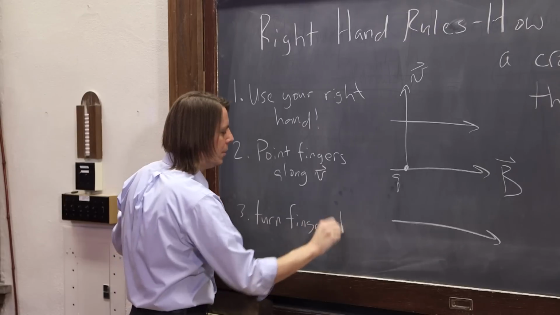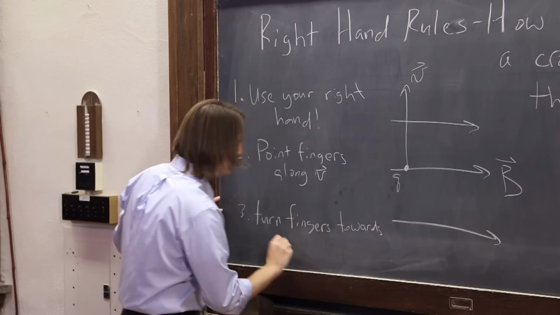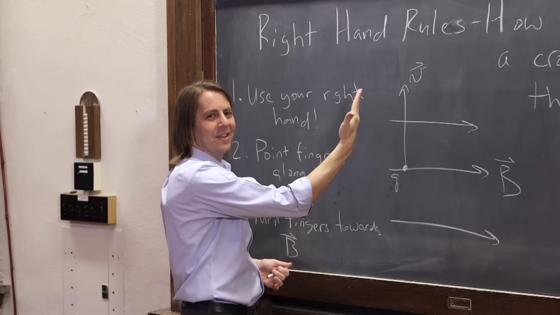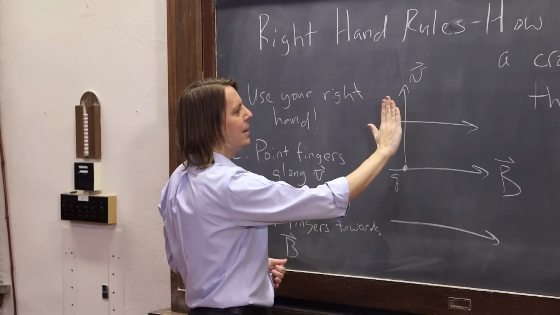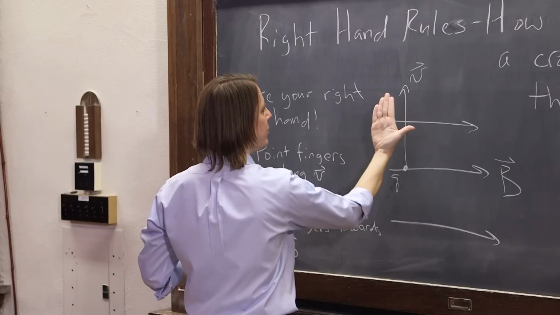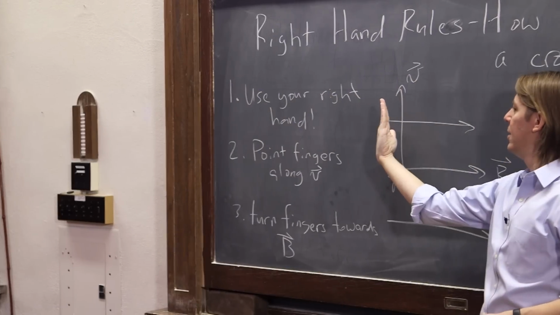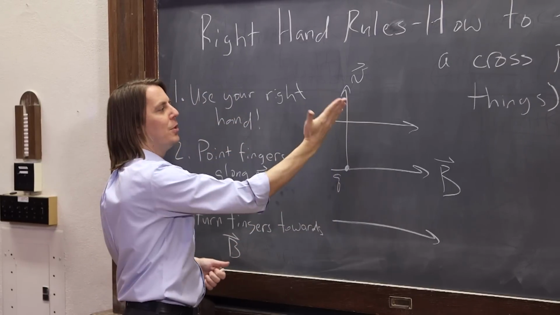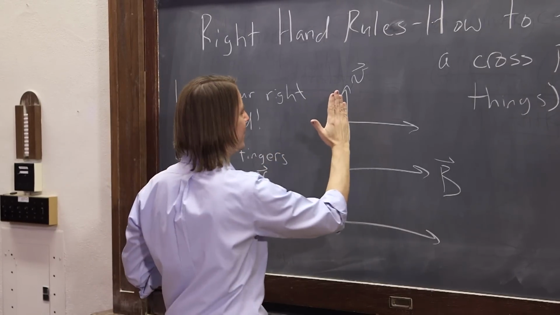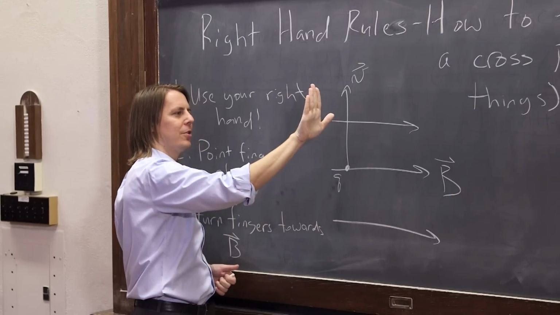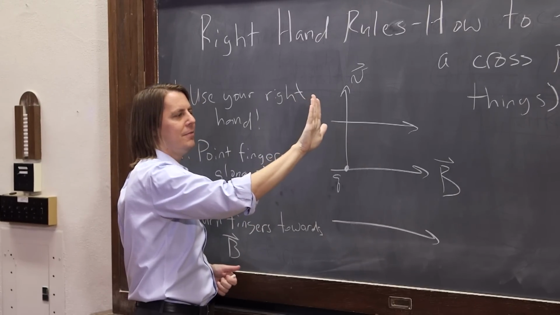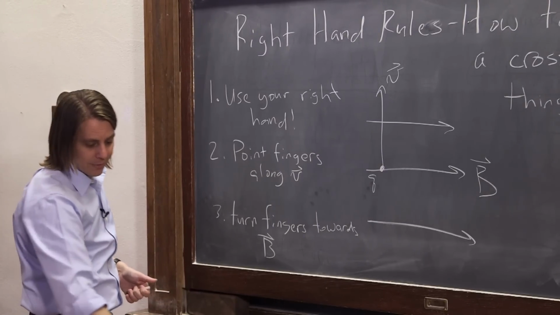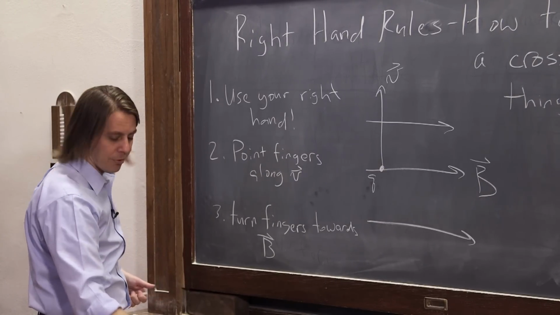Turn fingers towards B. And that's when you realize it actually matters which way you have your hand, right? I can point my fingers along V this way, or this way, or this way, or this way. And I can go all the way back around. Those are all pointing along V. But then if you want to be able to curve them towards B, there's only one way they can point. And that is this way, because then they have to curve towards B. So that is V, curve towards B. And then the next rule is that your thumb will be along F.